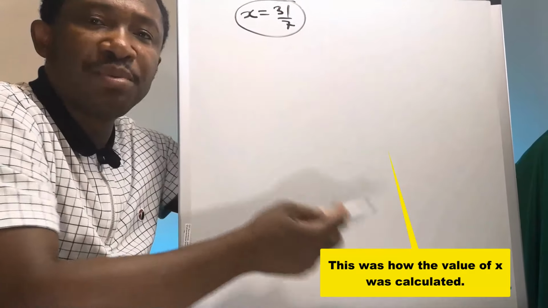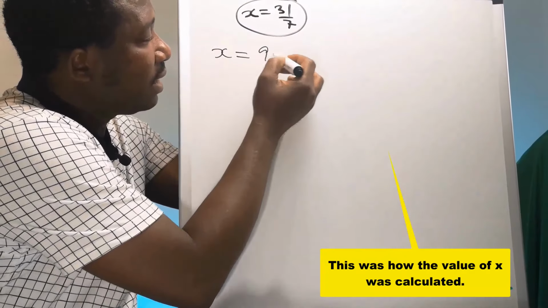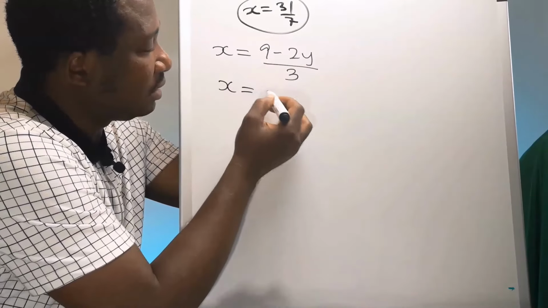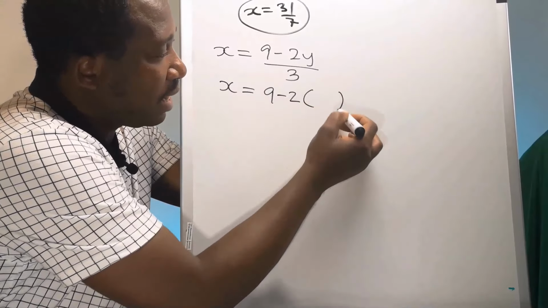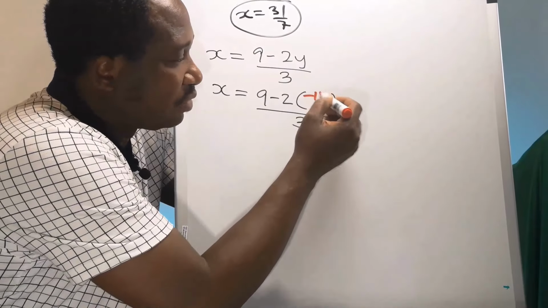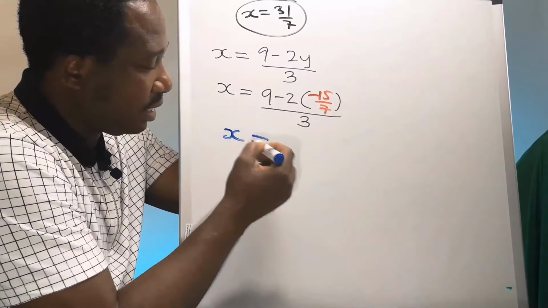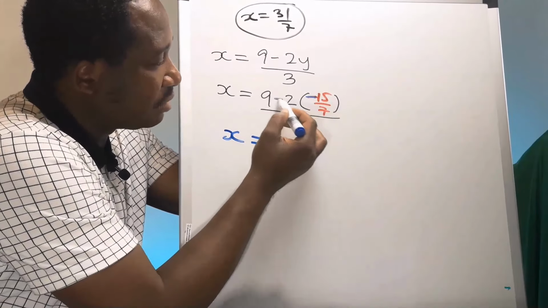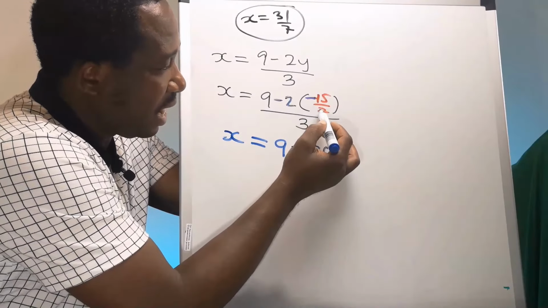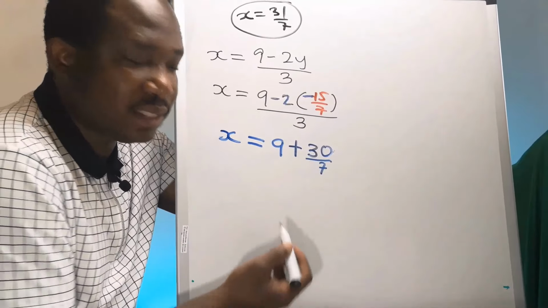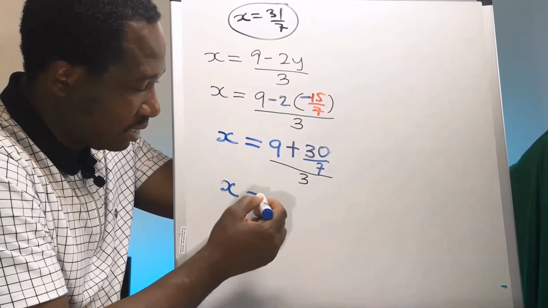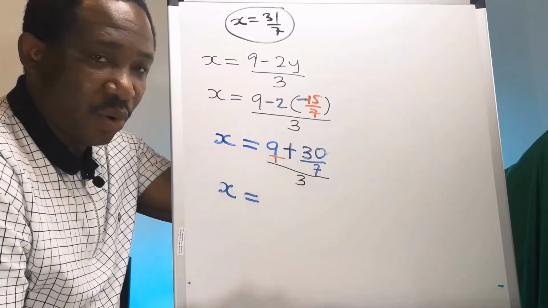We have x to be 31 over 7. How did we obtain this? x is 9 minus 2y divided by 3. x is 9 minus 2, y has a value. Hence, we are going to substitute, which is minus 15 over 7. x is now 9 minus times minus is plus 2 multiply 15 is 30, and we are going to have over 7. At the denominator, we have 3. Next, we're going to have that x is this, which is like over 1.